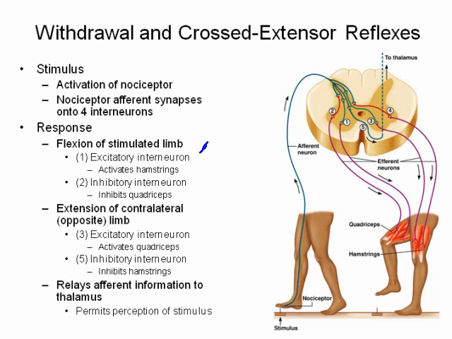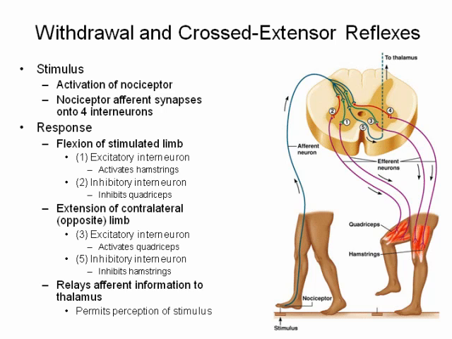For this to happen, we have an excitatory interneuron that is going to activate the hamstrings and an inhibitory interneuron that's going to inhibit the quadriceps. Now these are shown here. This is the excitatory interneuron that is going to activate the hamstring. And this is the inhibitory interneuron that is going to inhibit the quadricep, and this causes withdrawal by causing flexion of the stimulated limb. Now, that makes sense.